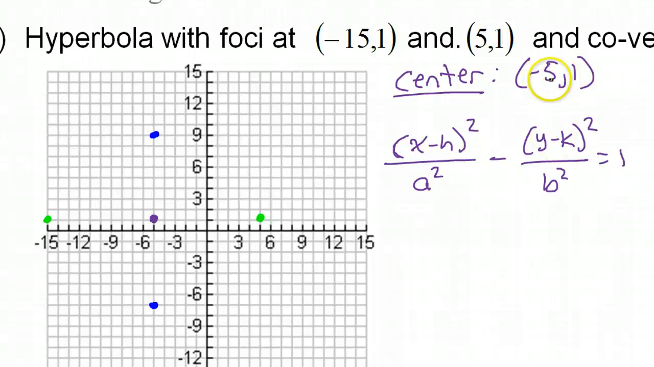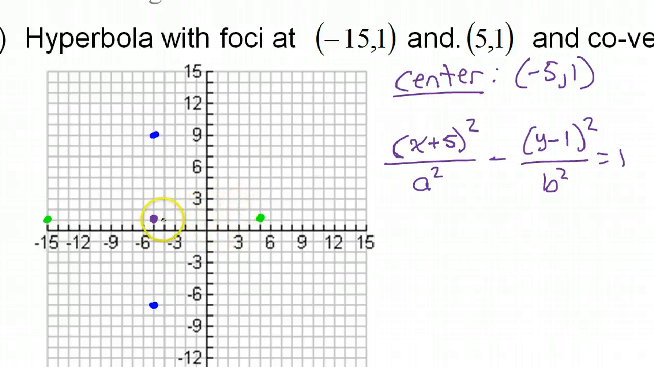Anyway, since I have the center here, I can go ahead and put those values in. Remember to do the opposite of what you have here. So this minus 5 will become plus 5. And this positive 1 will become minus 1.